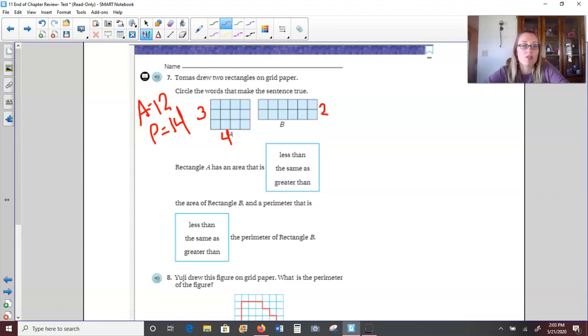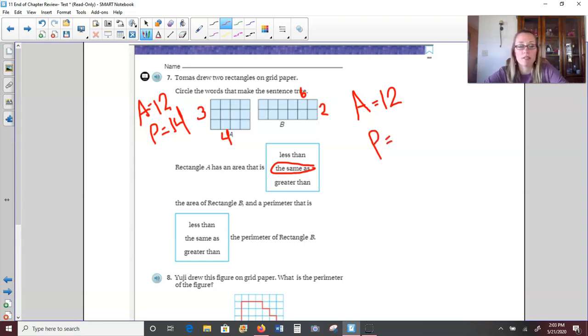B has 2 units on the sides and 6 units across the top and bottom. So the area, length times width. 6 times 2 would be 12. Ooh, so I see that the area is the same. So I'm going to circle the same as. Let's check out the perimeter.